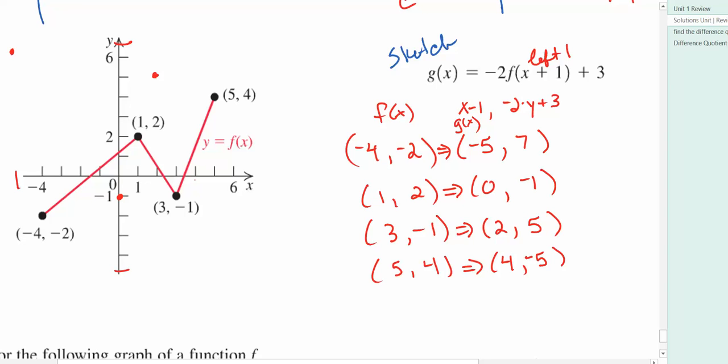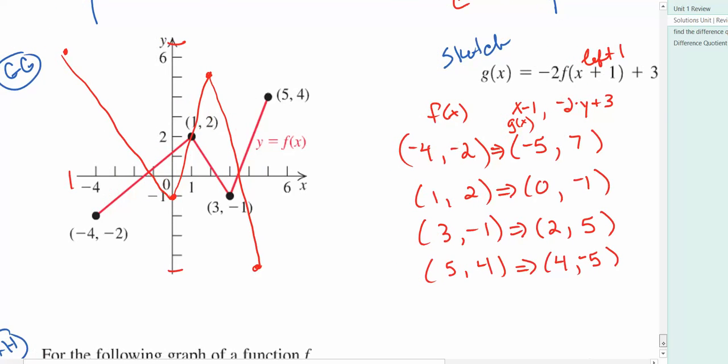And so our graph looks like this. This is our new graph, which is stretched and flipped, and then shifted up 3 units. So that's our new graph. Okay.